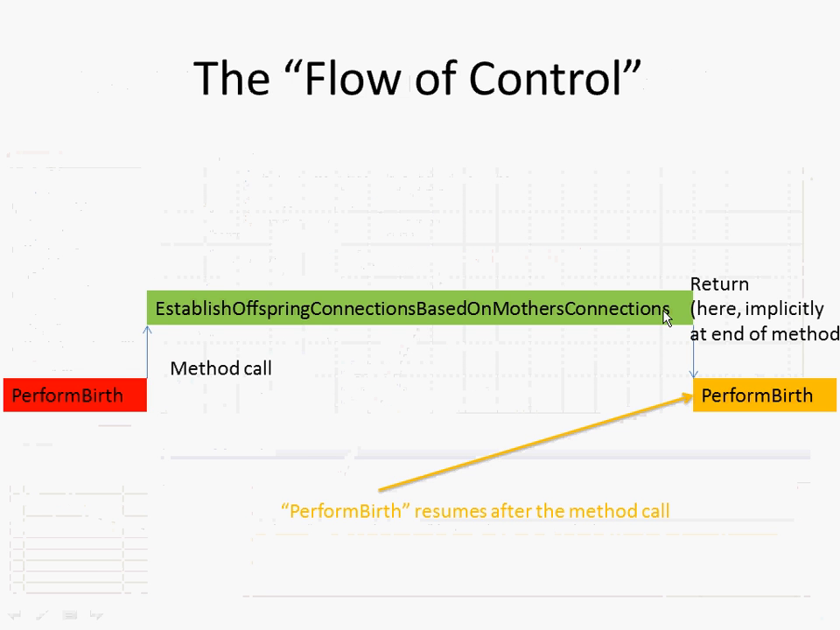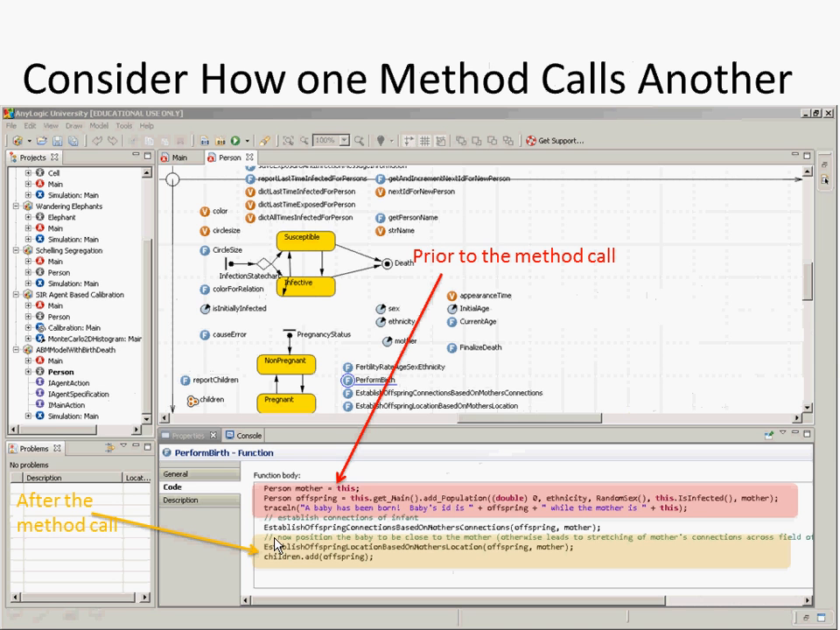So in this code, it's going to be chunking along each statement here. It creates a new variable called mother, makes it point to whatever this is pointing to. It adds a new member of the population and gives it the name offspring. It has a variable that refers to that baby. Then we're about to call this establish offspring connections based on mother's connection. We pass it two pieces of information. I'll talk about what that passing means. We give it two pieces, just like I'm handing you my keys and telling you which one it is. And that's what's called a method call. We're making a method call to establish offspring connections based on mother's connection.